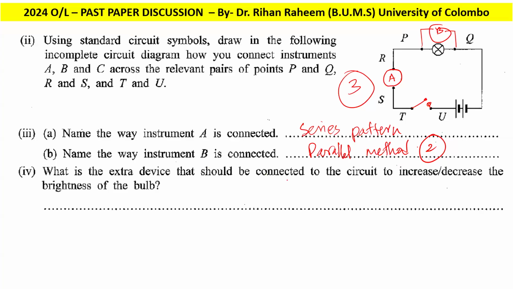What is the extra device that should be connected to the circuit to increase or decrease the brightness of the bulb? To decrease the brightness, normally we can use a variable resistor, or your answer can be rheostat. 1 mark for that.